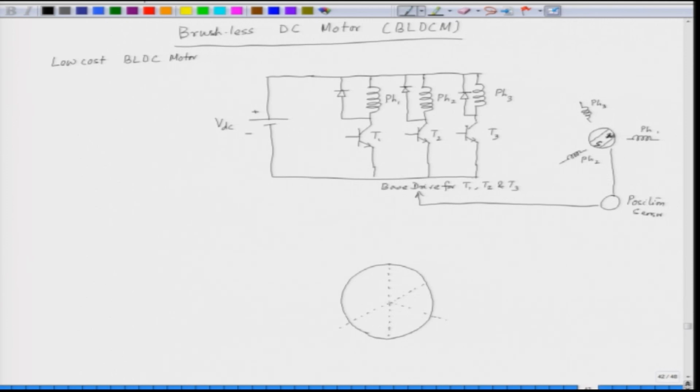We are dividing into 60-degree segments and here we have a photocoupler PC1, a photocoupler PC2, and a photocoupler PC3, and we have a magnet placed in the rotor. The magnet has a north pole and a south pole. So, we have a north pole here and a south pole here. So, the rotor has a magnet. So, this is the rotor.